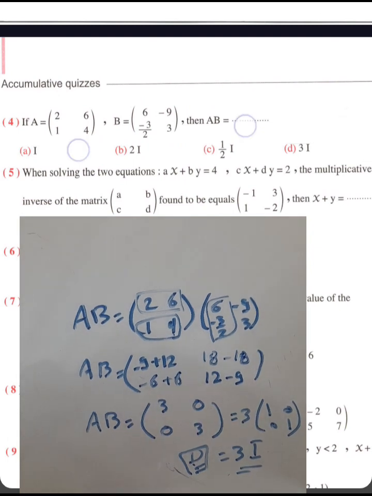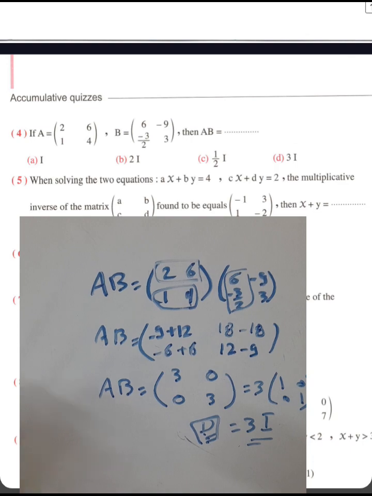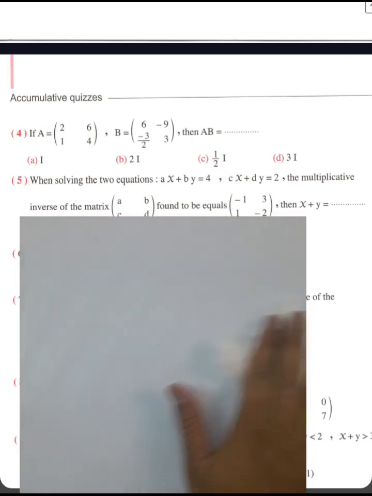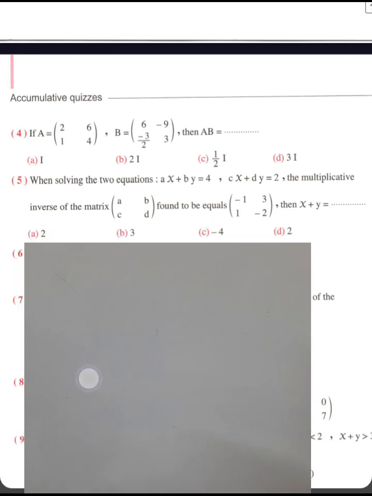Next question, number 5. When solving the equations ax plus by equals 4 and cx plus dy equals 2, the multiplicative inverse of the matrix ABCD is found to be negative 1, 3, 1 and negative 2, then x plus y equals what?